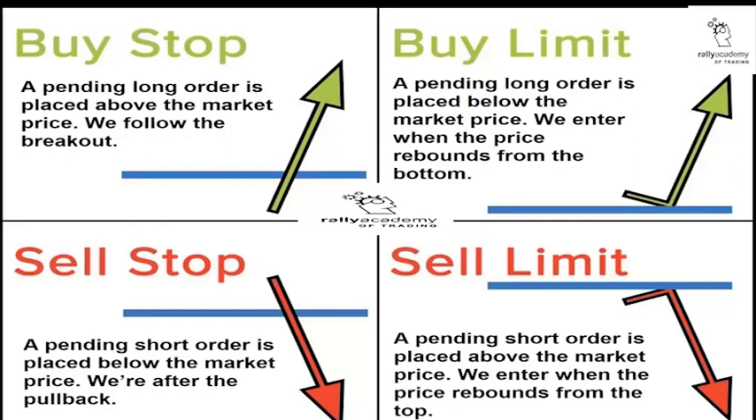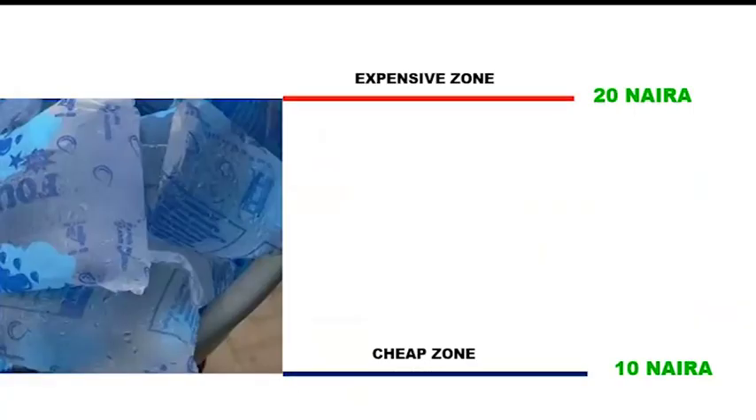All right. So let's see how to do this. I want to quickly show you something. Now, let's take pure water, for example. Currently, pure water has two price zones. We have the 20 Naira zone and the 10 Naira zone. The 20 Naira zone happens to be the most expensive price for pure water, which is actually our resistance point, right? And the cheapest zone for pure water is 10 Naira. So 10 Naira happens to be the support for pure water.